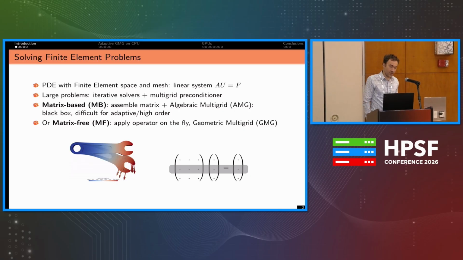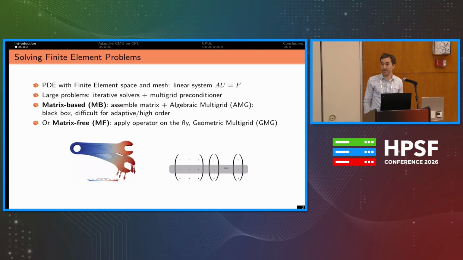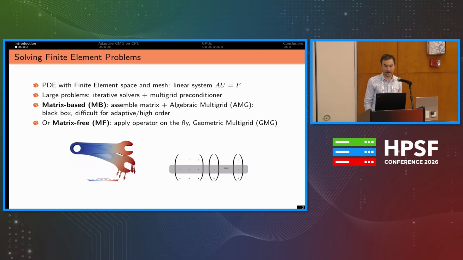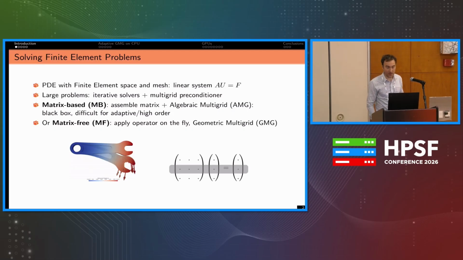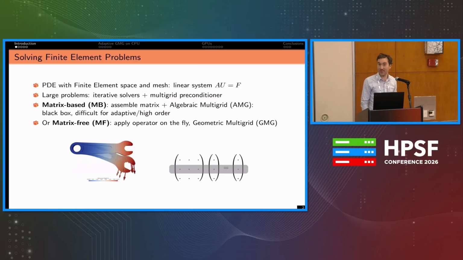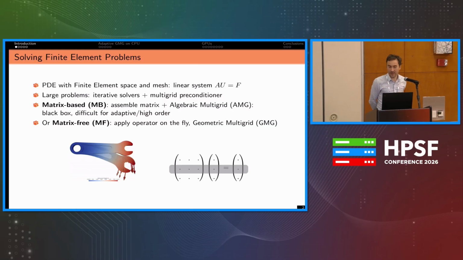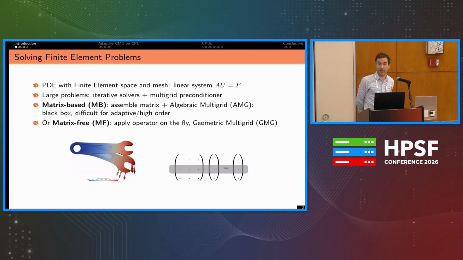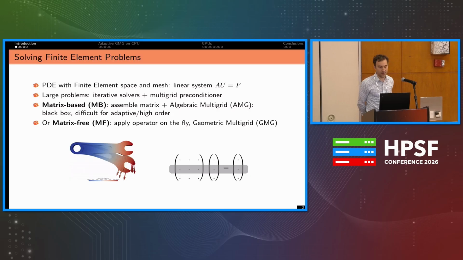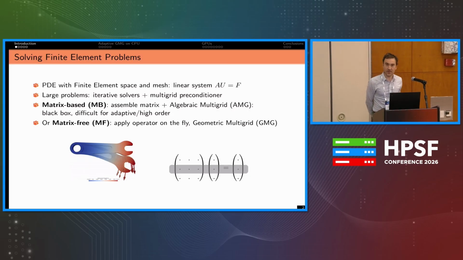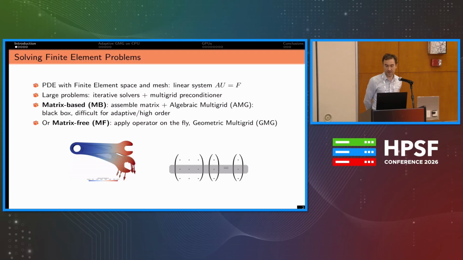You basically have two choices. Either you assemble a matrix and use something of an algebraic multigrid kind, which I consider, from the finite element point of view, a black box approach. You have some tuning parameters and it kind of works, and sometimes it works very well. But it's somewhat challenging for adaptively refined meshes, for high order and other problems where you don't have a lot of tuning options. The alternative is that you don't assemble your matrices, but that you do things on the fly.